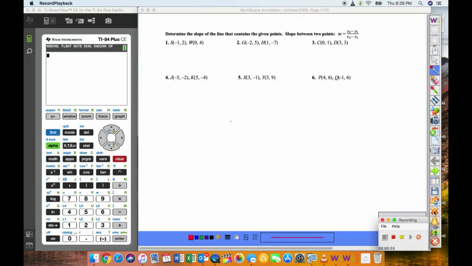Alright guys, this is 3-1 in advanced geometry. Today we're finding some slope. It's all review, so determine the slope that contains the given points. And remember the slope formula. M stands for slope. Slope is going to be y2 minus y1 over x2 minus x1.